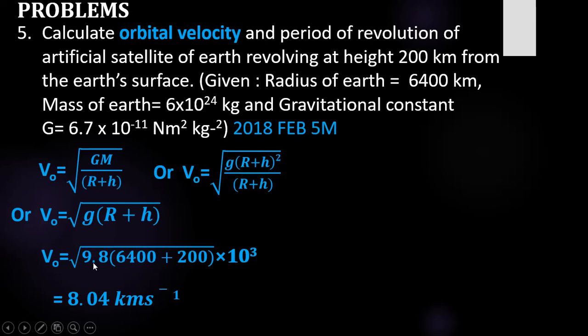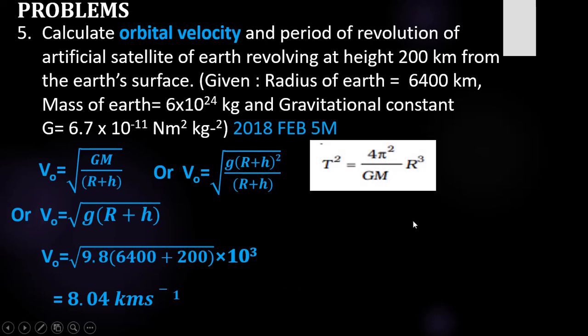So here, you multiply 9.8 with 6.6; I have taken 6.4 and here I have taken 0.2. 6.4 plus 0.2 will be 6.6. 6.6 into 9.8 will be 64.7 under root. If you take out the root, then it will be 8.04 into 10 to the power of 3 meter per second. But I have expressed this result in kilometers: 8.04 kilometer per second.